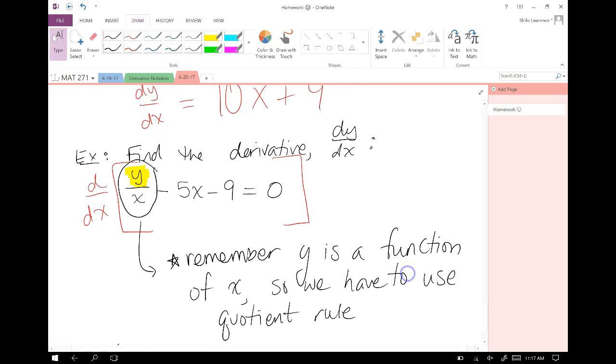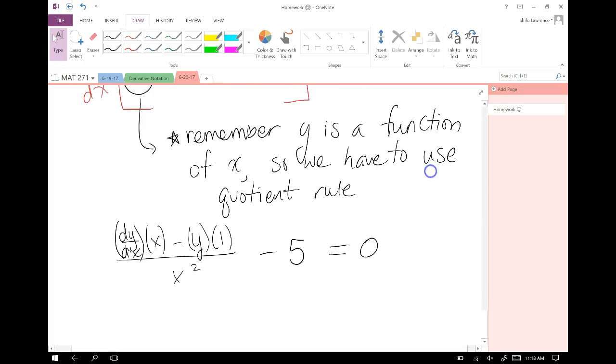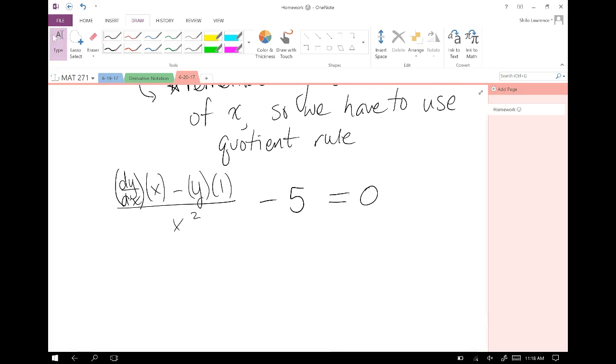We were asked to find dy dx. So we're not done until we have an answer that says dy dx equals something. So the rest of this is algebra. The rest of the problem is going to be algebra to get dy dx all by itself. So we're going to start moving terms over to the right so that we can get dy dx all by itself. So we'll add the 5 over.